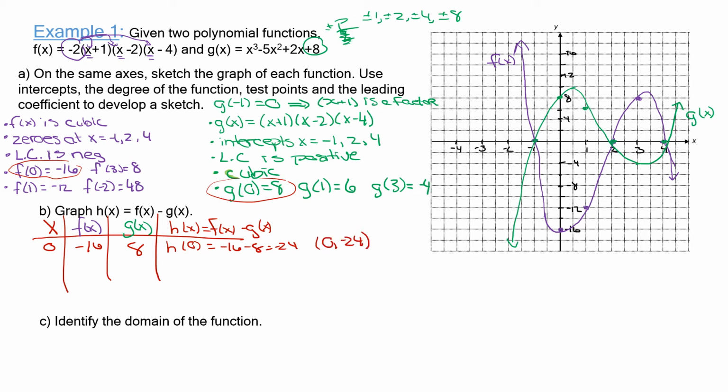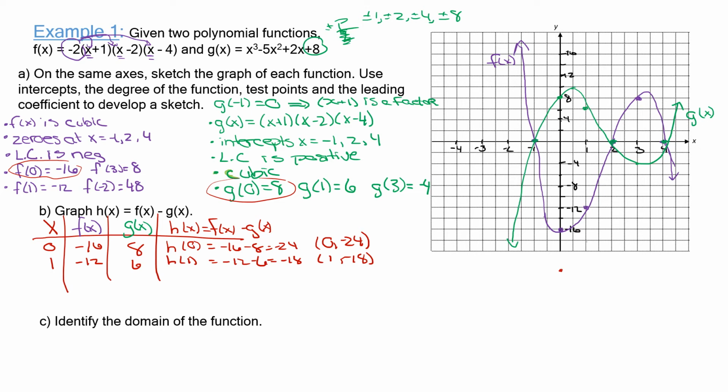So here's where it's important that your test points kind of match so that you don't have to keep calculating. For example, I can do x is 1. So f at 1 was a -12. G at 1 was 6. So h at 1 is going to be -12 minus 6. That's -18. 1, -18 is another. Let's put these 2 points on. 0, -24, I can't really fit that on. It would be about down here. 1, -18 would be about here.